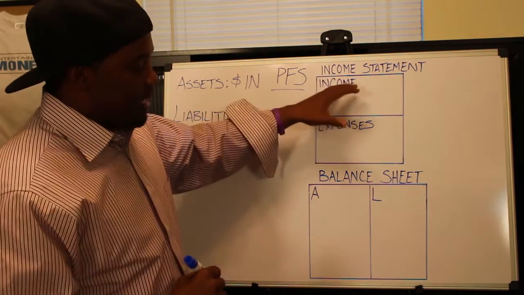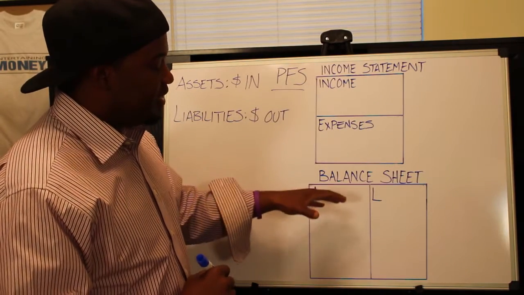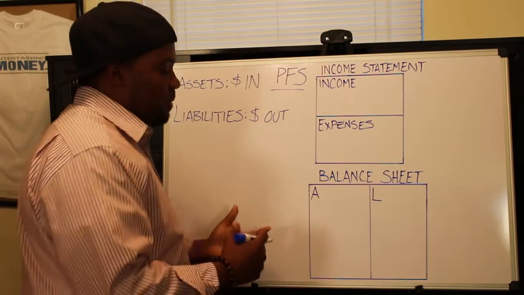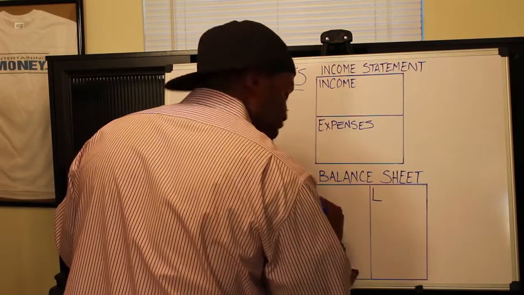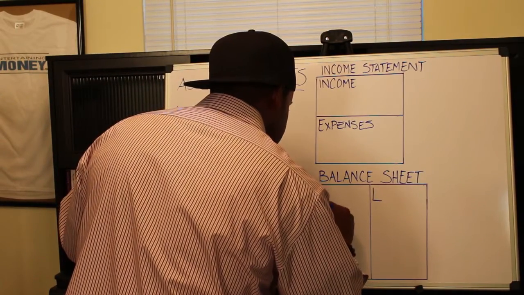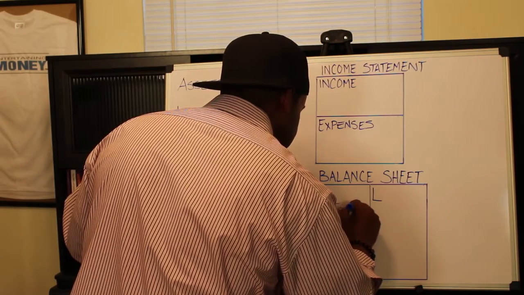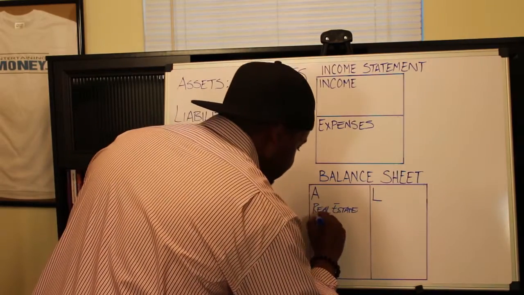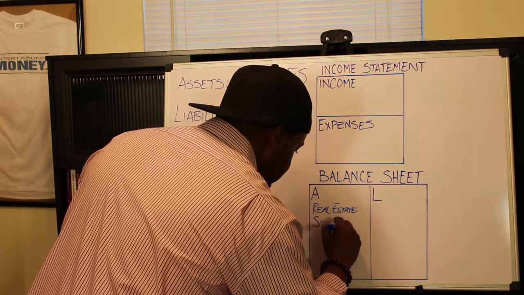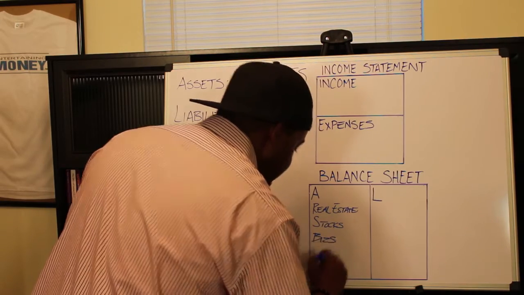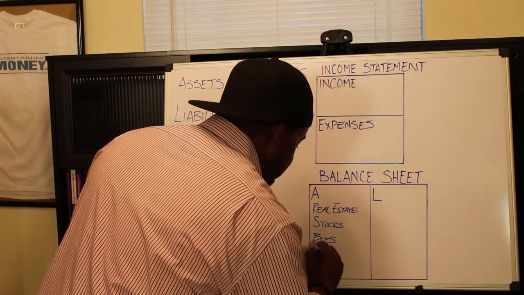Before we get to the income statement again, let's go to the balance sheet and give some examples of assets and liabilities. Some examples of assets are rental real estate, which produces rental income, stocks, businesses, and precious metals.